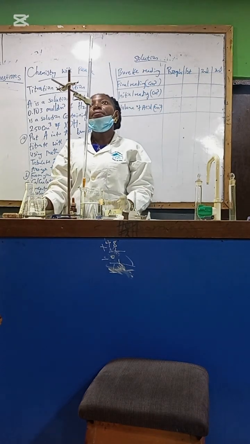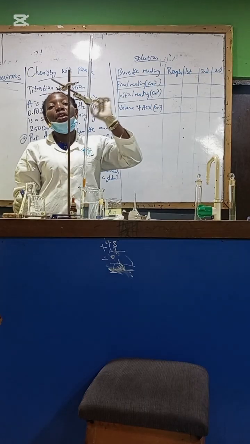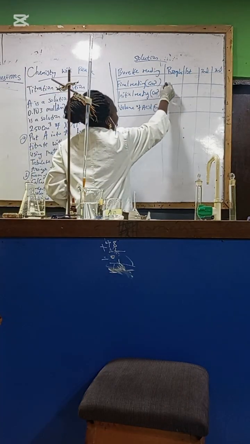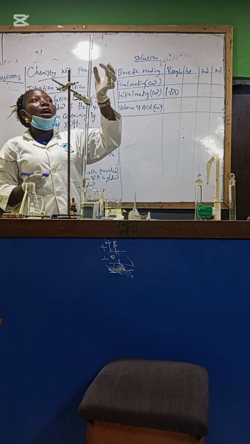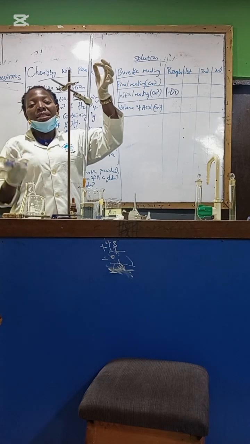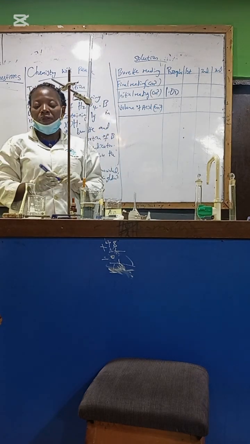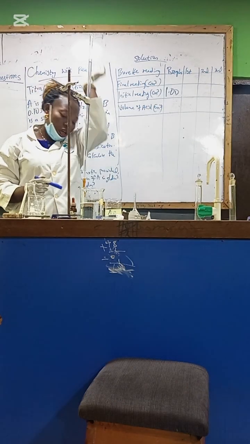Okay, I'm starting from 1.00. So my initial here will be 1.00. That's because the acid I filled it to 1.00. You can decide to fill it to 0.00. You can fill it to anywhere, provided it will be enough for the titration.